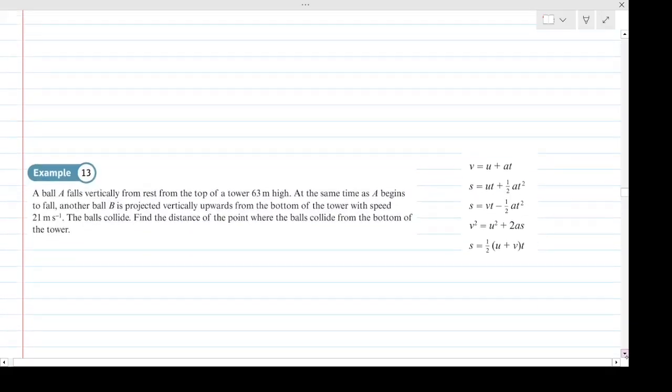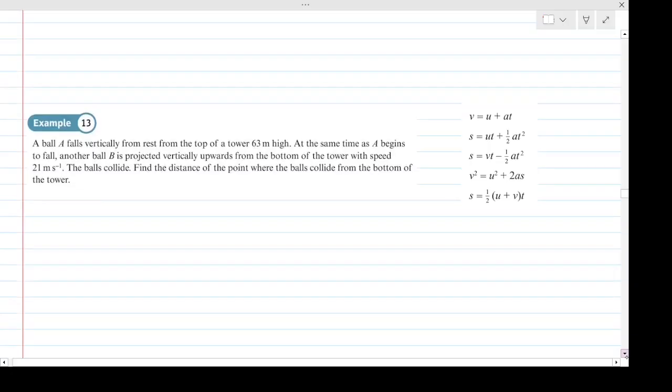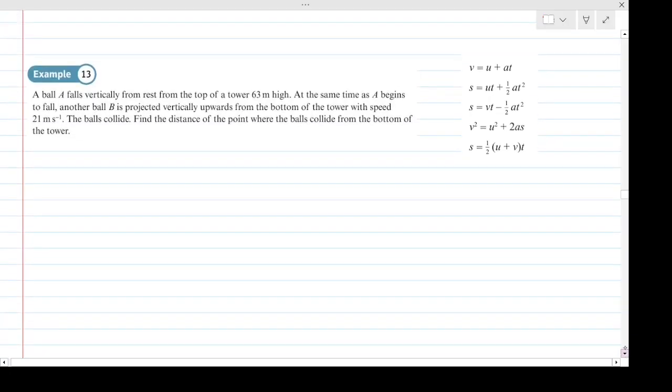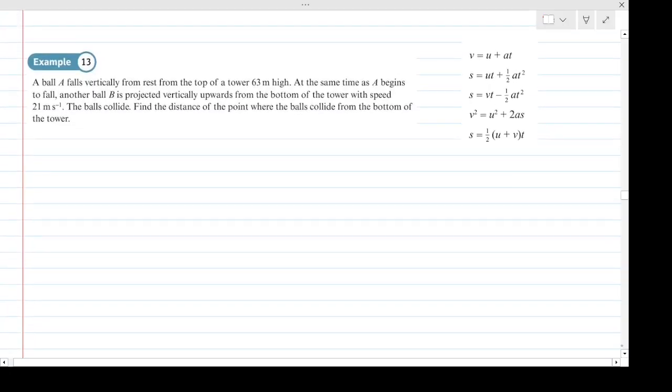So it's a bit more complicated because now we've got 2 balls to consider. Anyway, so a ball A falls vertically from rest from the top of a tower 63 meters high. At the same time as A begins to fall, another ball B is projected vertically upwards from the bottom of the tower with speed 21. The balls collide. Find the distance where the balls collide. Okay, so let's just do it bit by bit.